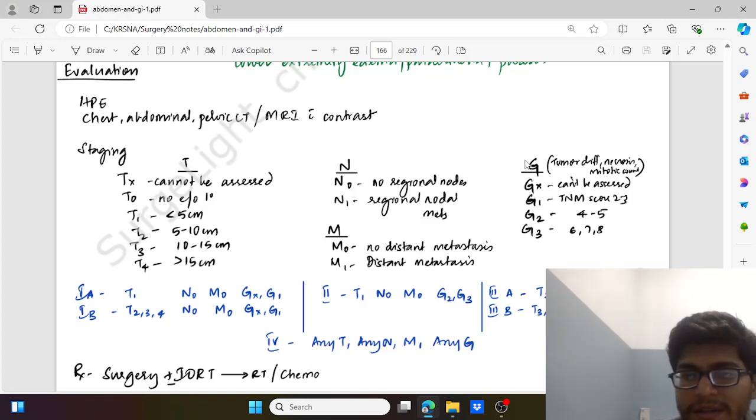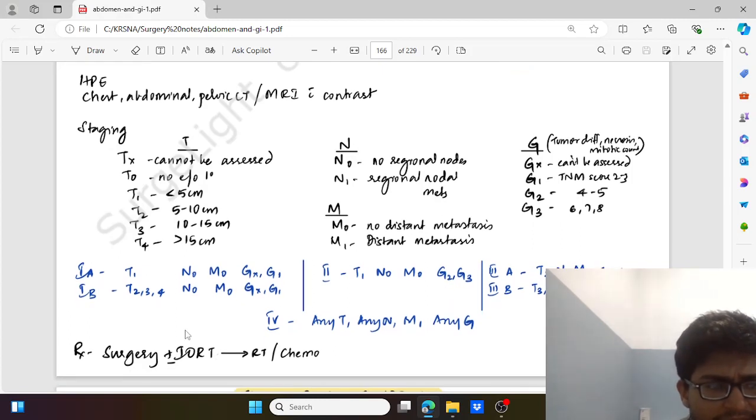And the grade, the differentiation of the tumor, the G, that is tumor differentiation, necrosis, and the mitotic count. G1, where the score is 2 to 3, G2 where there is 4 to 5, and G3 where it is 6 to 8, depending on the factors above discussed, like the tumor differentiation, necrosis, and the mitotic count.